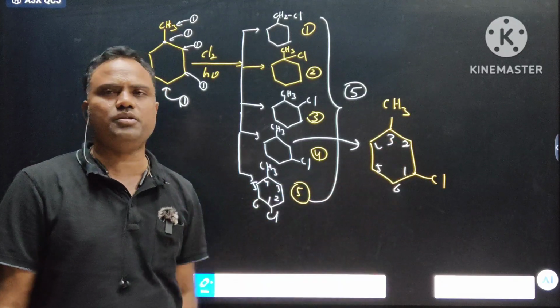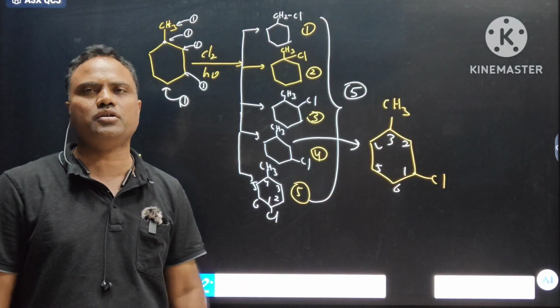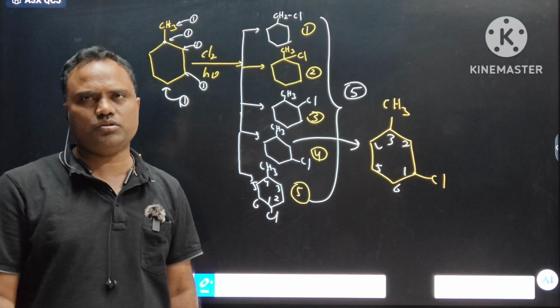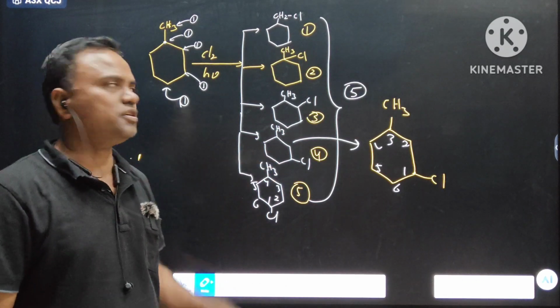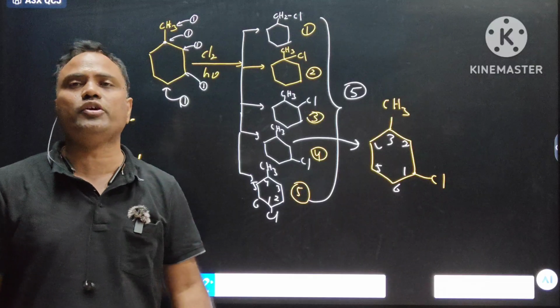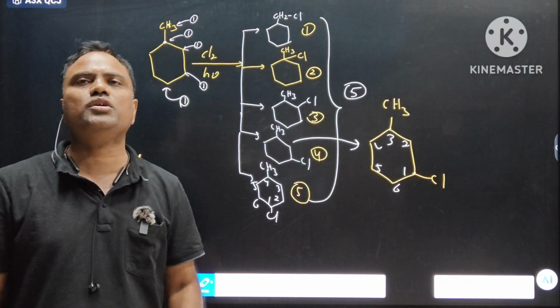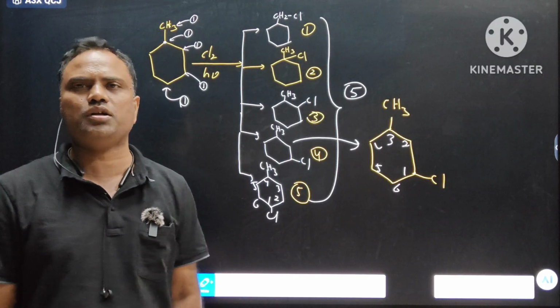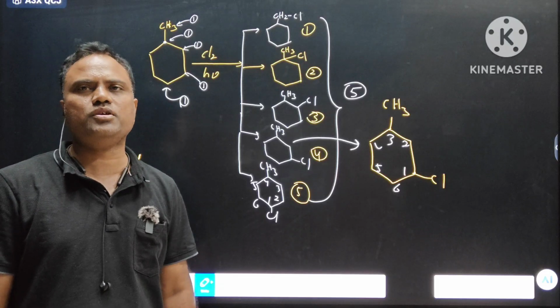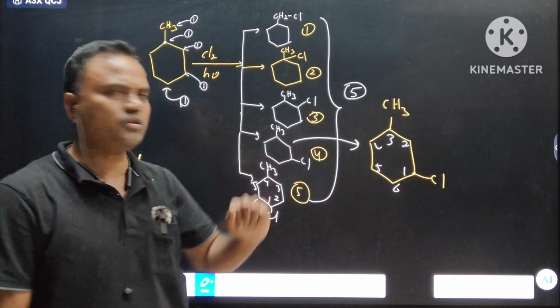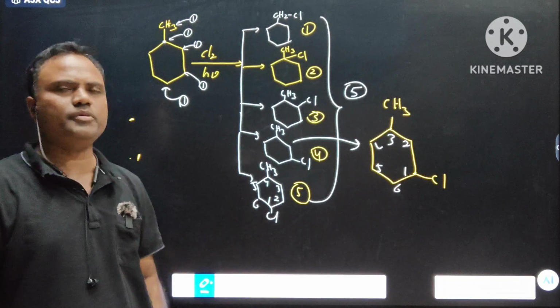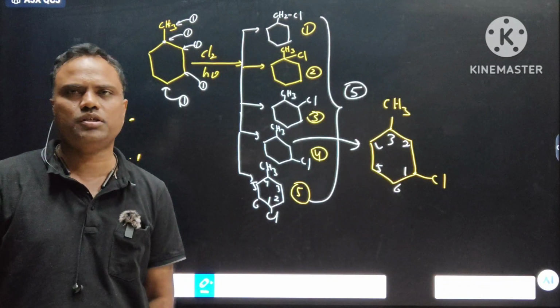1-chloro-4-methyl, 1-chloro-3-methyl. IUPAC names are different, so they are different compounds. Whenever you have a doubt whether two compounds are same or not, give IUPAC names. If you get two different IUPAC names, the compounds are different. If you get the same IUPAC names, the compounds are same. Clear? This is 1-chloro-3-methyl cyclohexane. This is 1-chloro-4-methyl cyclohexane.